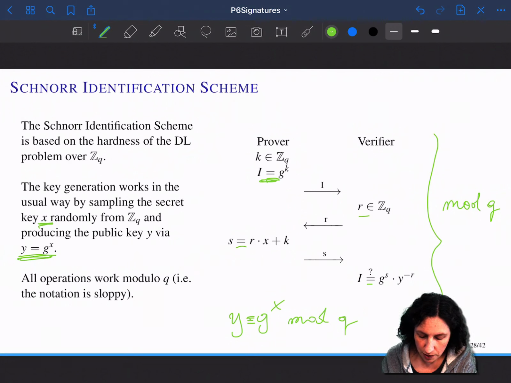They in turn choose a number r, which is again randomly chosen from Z_q. And the prover then computes s equals r times x plus k, and sends the s over to the verifier, and the verifier can now verify. If all has gone well, then I should be equal to g to the s times y to the minus r. And if this is the case, then they will accept the prover as really the owner of the secret key x.